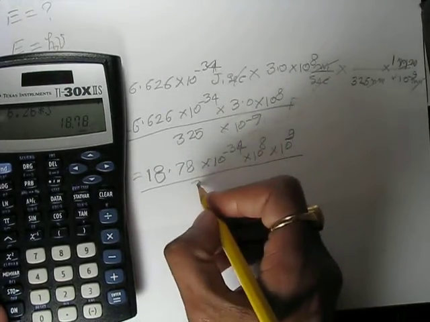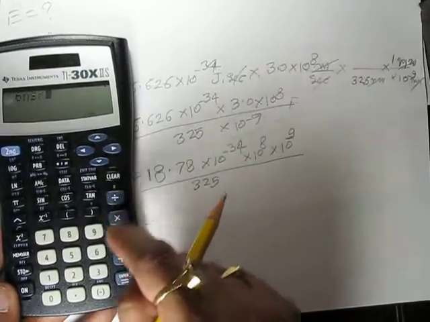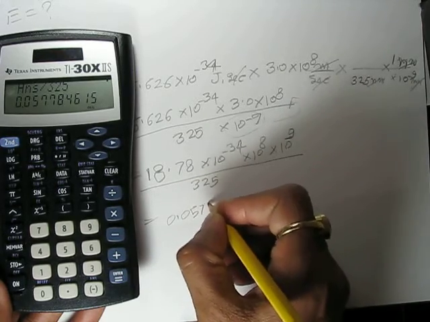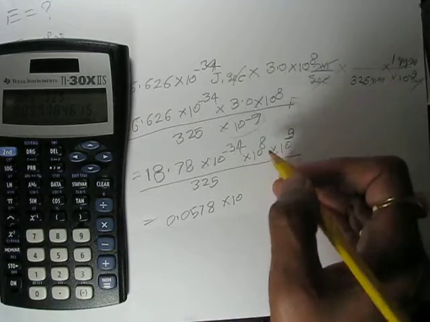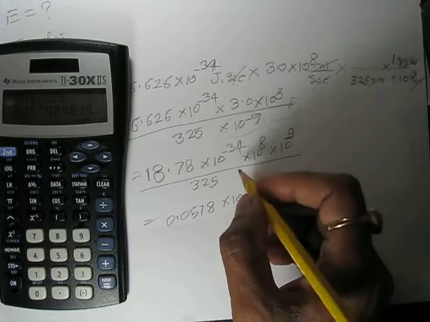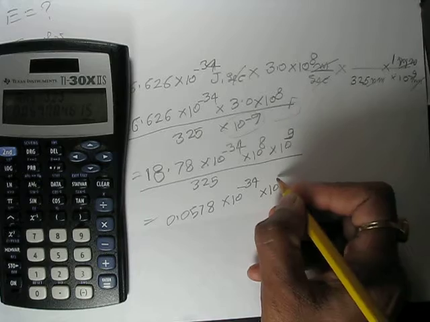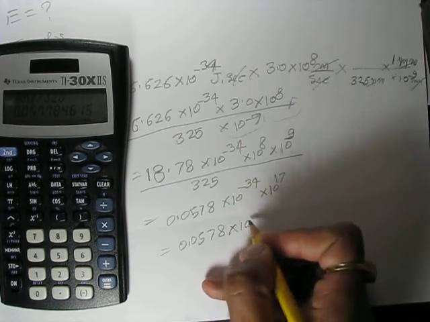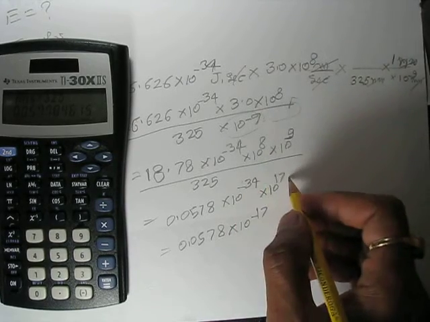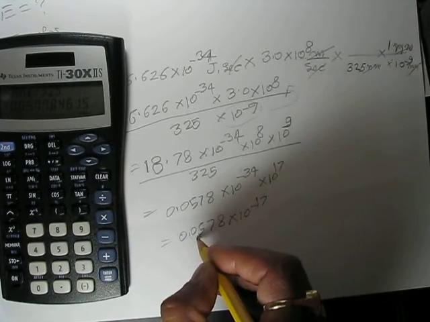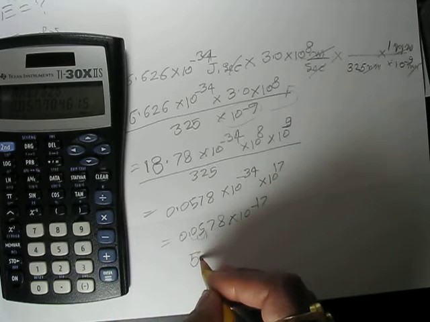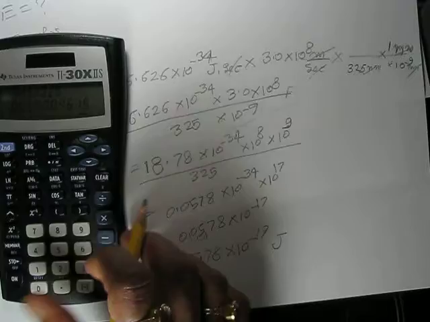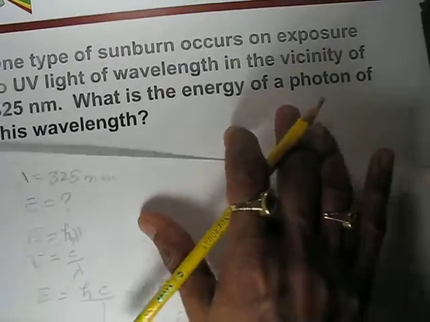Then divided by 325. So 18.78 divided by 325 is equal to 0.0578 times 10 raised to power, 8 plus 9 is 17, so minus 34 plus 17 becomes minus 17. Then the decimal place moves after the 5, so the answer is 5.78 times 10 raised to power minus 19 joule. So this much energy comes from the UV light.